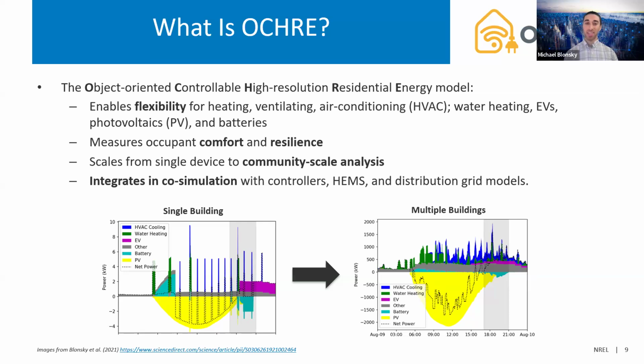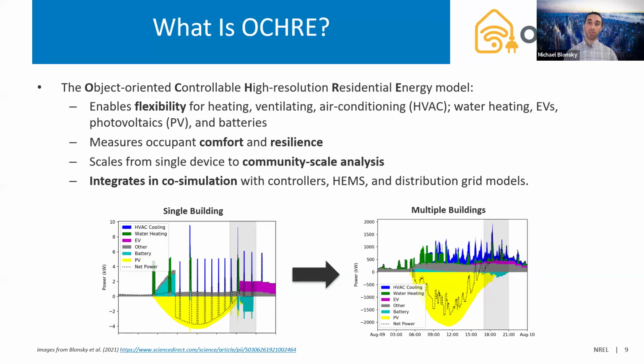The primary thing it does is it has device-level or end-use-level modules where it can simulate energy consumption for individual devices within a home, and it can control these devices and enable flexibility for each of these end uses. The main ones being heating, ventilation, and air conditioning, or HVAC, water heating, electric vehicles, solar photovoltaics, and batteries. For each of these, we can generate power consumption and load profiles. We can aggregate that up to the building level.